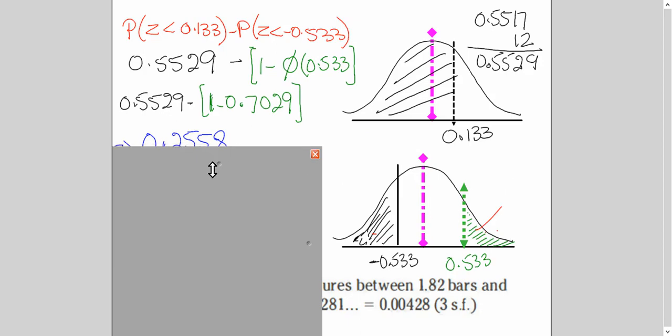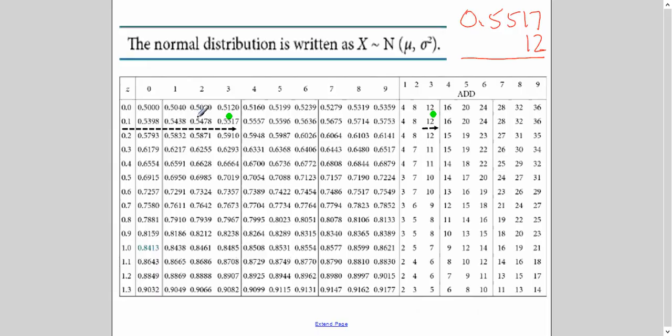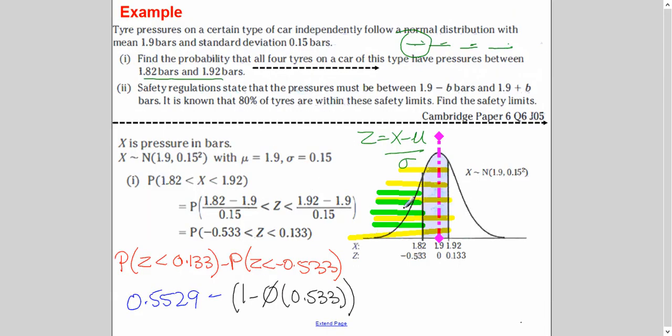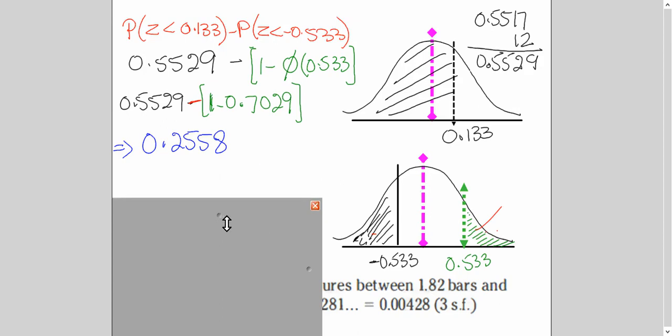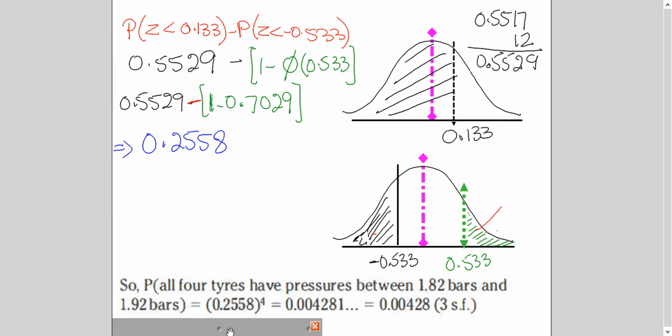Right? So after that you will subtract. And why are you subtracting? You know the reason. We are doing this minus this to get this blue area, right? Now the second part of part 1 was for all 4 tires the pressure is between this. So this is what we have gotten with respect to one tire. So you are applying power 4 because in all 4 tires the probability for this pressure is the same. So we will apply power 4.